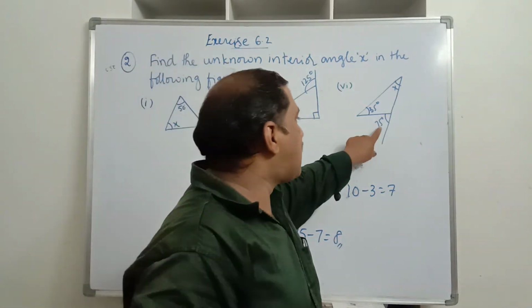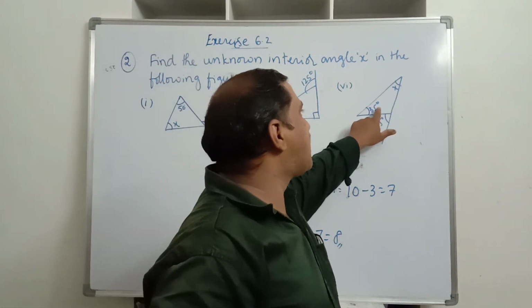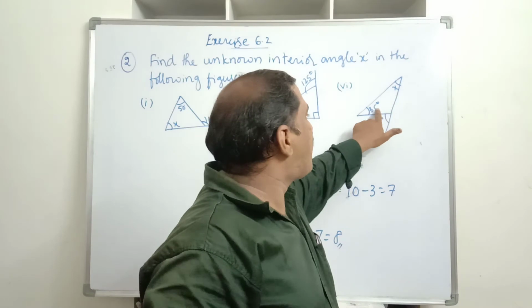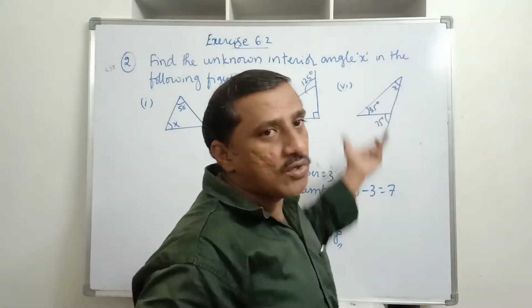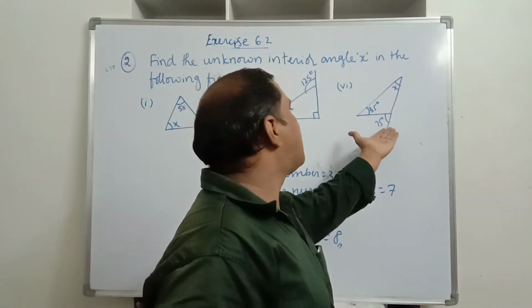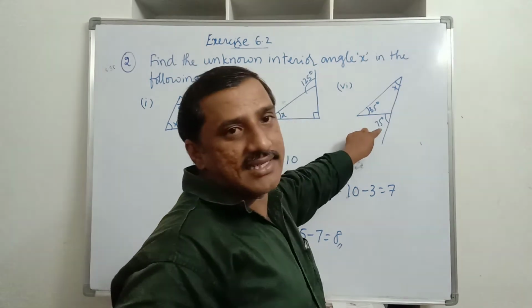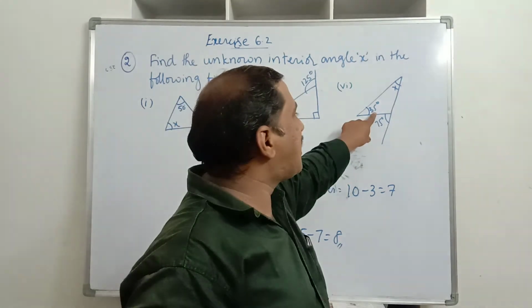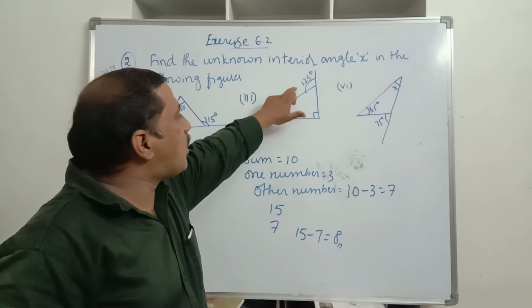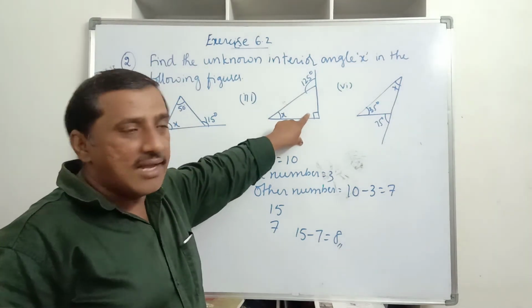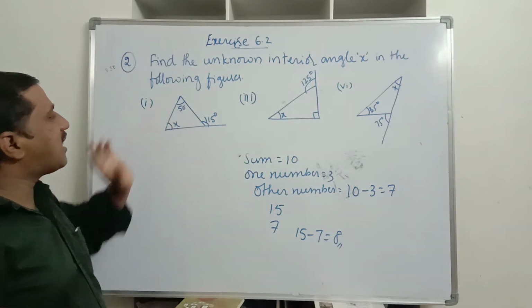Now in this one, 75 degrees is equal to 35 degrees plus x. So we know one angle and we don't know the other angle. How can you find it? By subtracting the known angle from the exterior angle, that is 75 minus 35. Here it is 125 minus 90, and here it is 115 minus 50.